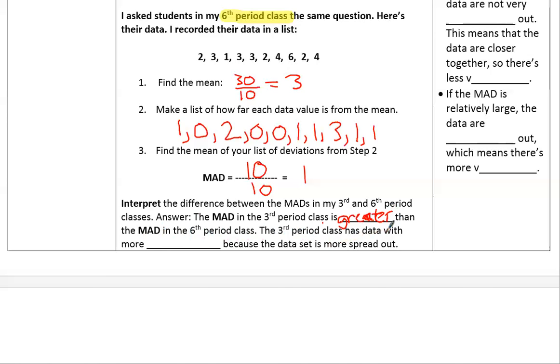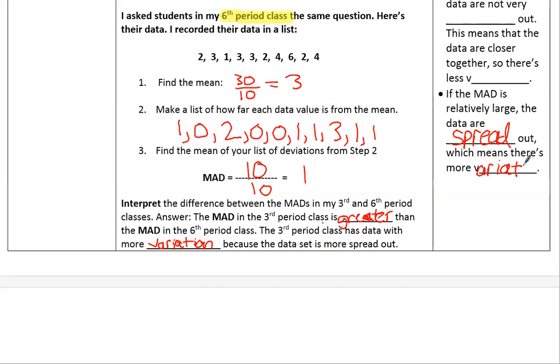The 3rd period class has data with more, well, let's see. MAD is on average how far the data are from the mean. So the bigger that number, the more variation there is. So the 3rd period class has data with more variation. Because the data set is more spread out. If the MAD is relatively large, the data are spread out, which means there is more variation.